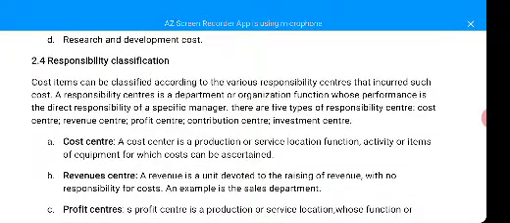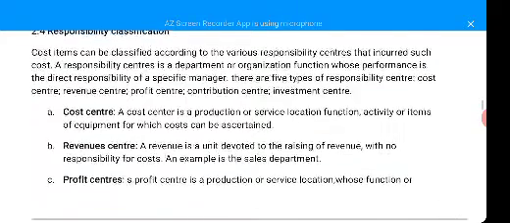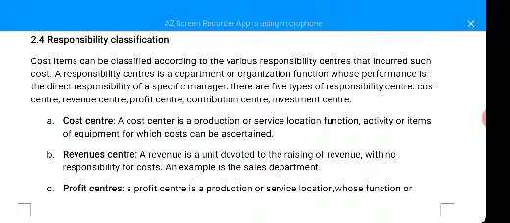Now, cost items may be classified according to the various responsibility centers that incurred such costs. A responsibility center is a department or organization function whose performance is the direct responsibility of a specific manager. There are five types of responsibility centers.